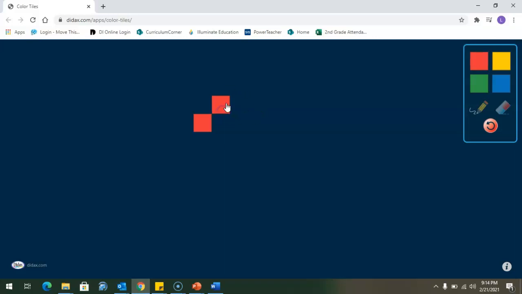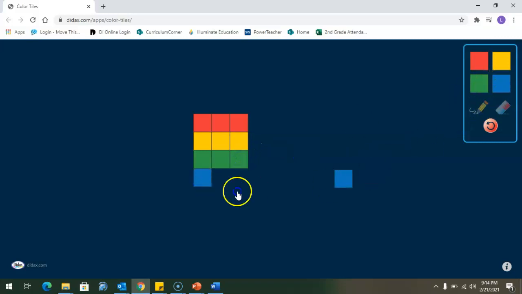1, 2, 3. This is one row. 1, 2, 3. This is another row. 1, 2, 3. This is another row. 1, 2, 3. This is another row. I have 1, 2, 3, 4 rows. 1, 2, and 3.